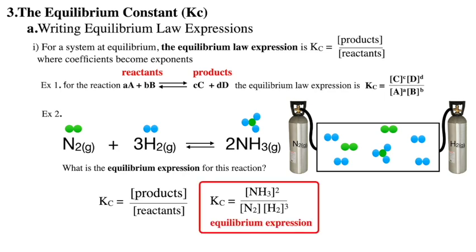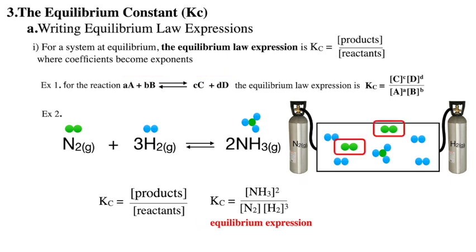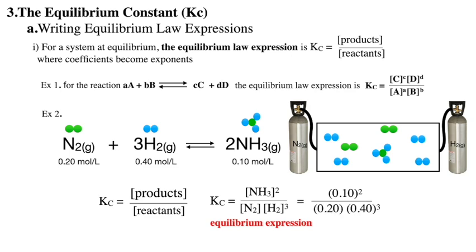Now, I can still plug in numbers to this and actually find a constant. So let's say I had 0.2 moles per liter of nitrogen, 0.4 of hydrogen, and 0.1 of ammonia. I plug in my numbers. So products, ammonia, 0.1 squared, over reactants, 0.2 and 0.4, and 0.4 is cubed. And then I get my value. 0.78 is my equilibrium constant for that reaction after it's hit equilibrium.